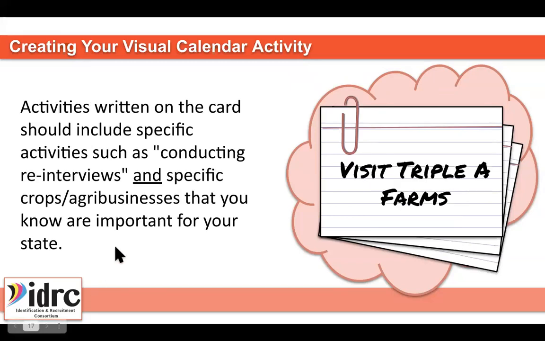The activities that are going to be written on the cards should include specific activities, such as conducting re-interviews and specific crops or agribusinesses that you know are important to your state. As we go through this activity and talk about this project, you will see that each slide has a pile of cards with an activity written to serve as examples of the type of activities that you can write on the cards yourself.